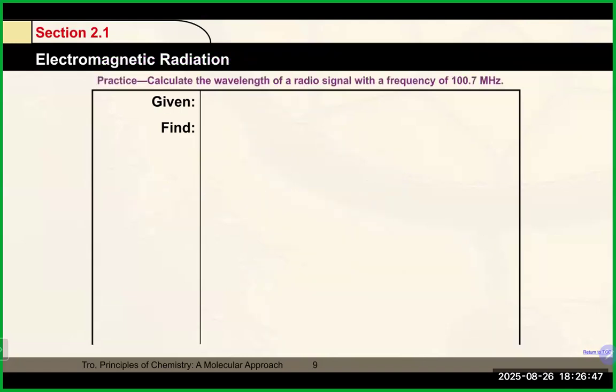All right, so let's try this one here. We've got to calculate the wavelength of a radio signal that is 100.7 megahertz. We could do this one in meters just fine. Mega is 10 to the 6th.